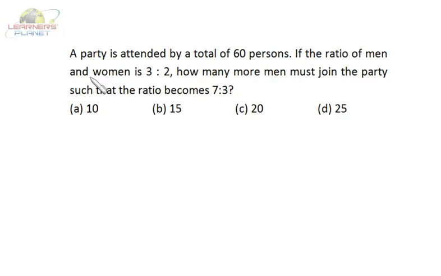Now let's see this problem. A party is attended by a total of 60 persons. If the ratio of men and women is 3:2, how many more men must join the party to make the ratio 7:3? As of now, there are 60 persons. So men and women must be 36 and 24. That is the ratio 3:2. Now we want more men to join the party to make the ratio 7:3.